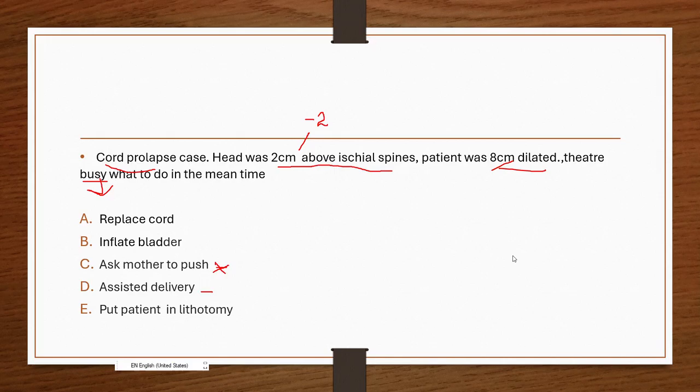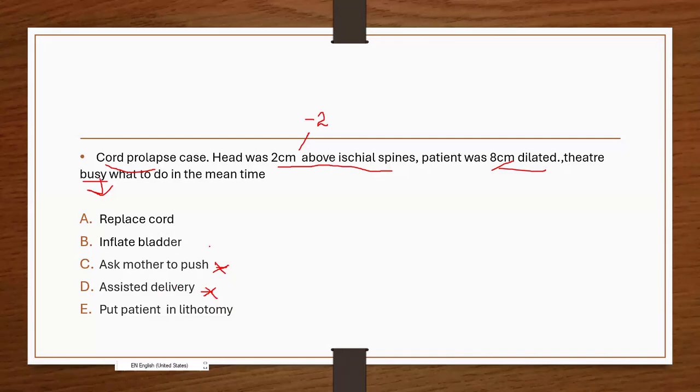Why can't you go for assisted delivery here? Can somebody mention why? Yes, the os is 8 centimeter. Very good. Os is 8 centimeter here. You should have the os fully dilated to go for assisted delivery. So that is not an answer here. Answer D is wrong because one requirement for assisted delivery would be having a fully dilated os, or a 10 centimeter os. Now it's only 8 centimeter. You can't do assisted delivery with that.